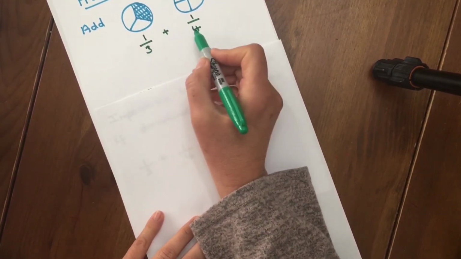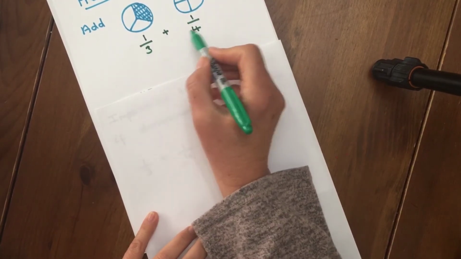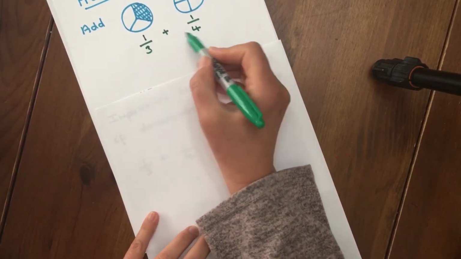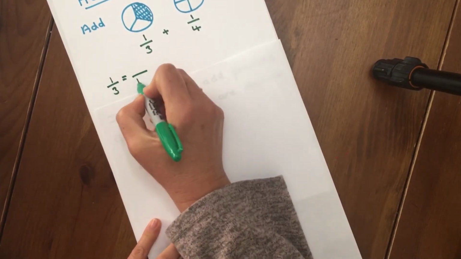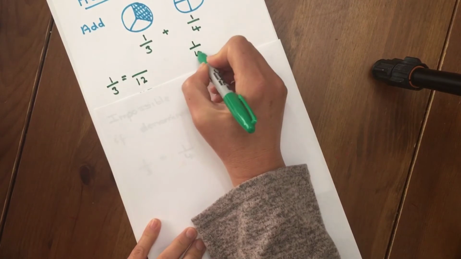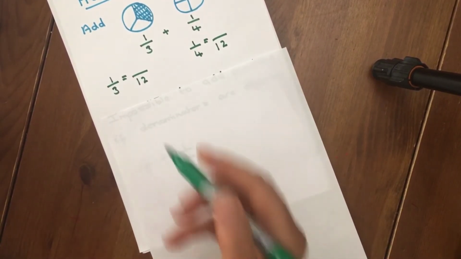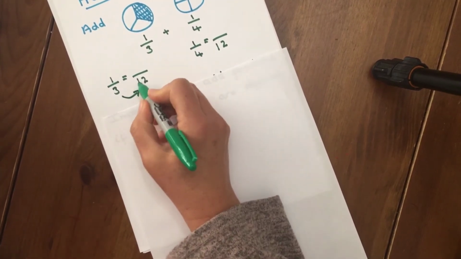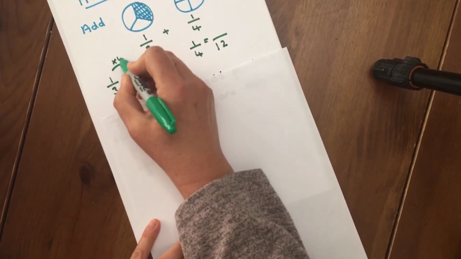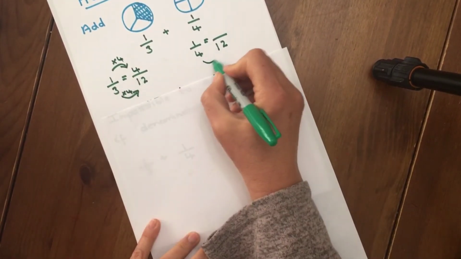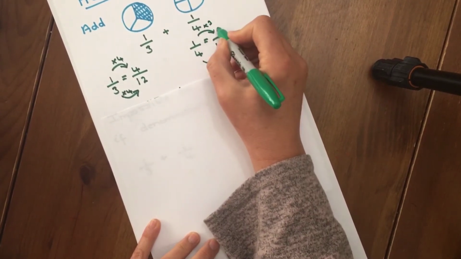Well, 3 and 4 both go into 12. Yeah? In fact, the lowest common multiple of 3 and 4, the lowest number they go into, is 12. So what I do is I change 1/3 into 12ths and I change 1/4 into 12ths. And now I use my equivalent fractions. So 12 divided by 3 is 4, times the top by 4. Here I'm going to times by 3, so times the top by 3.